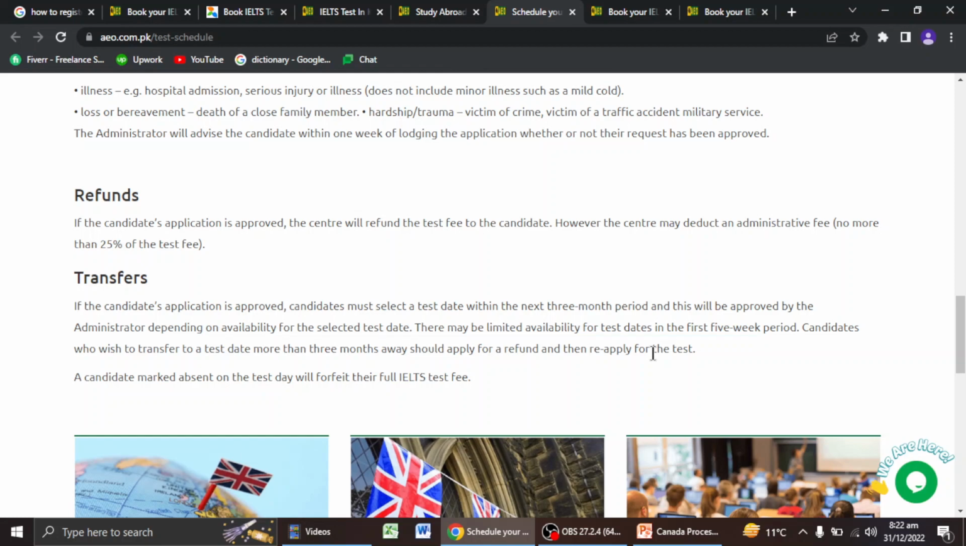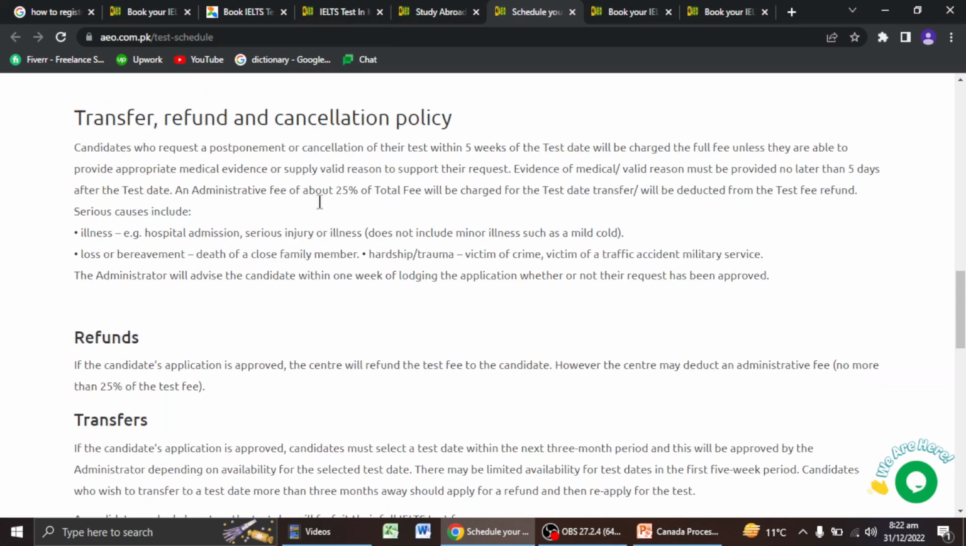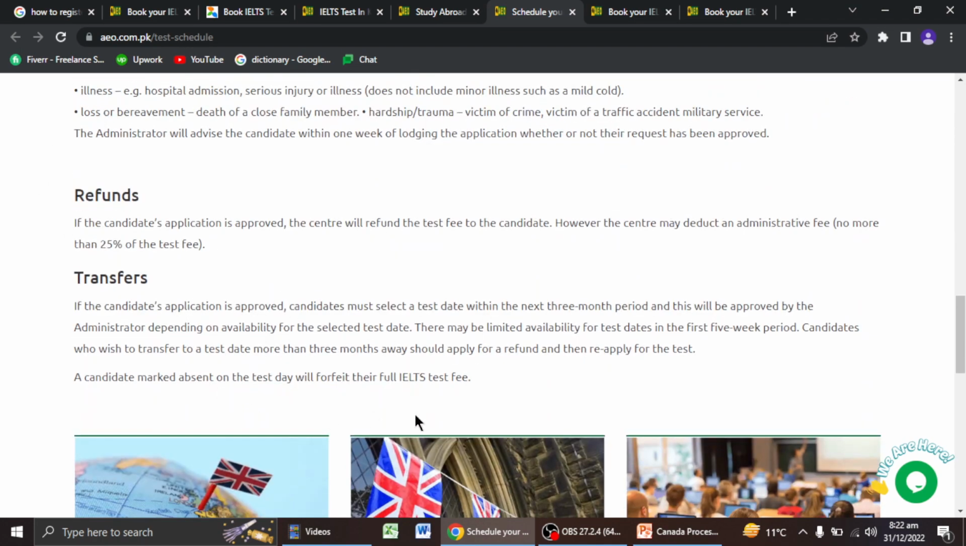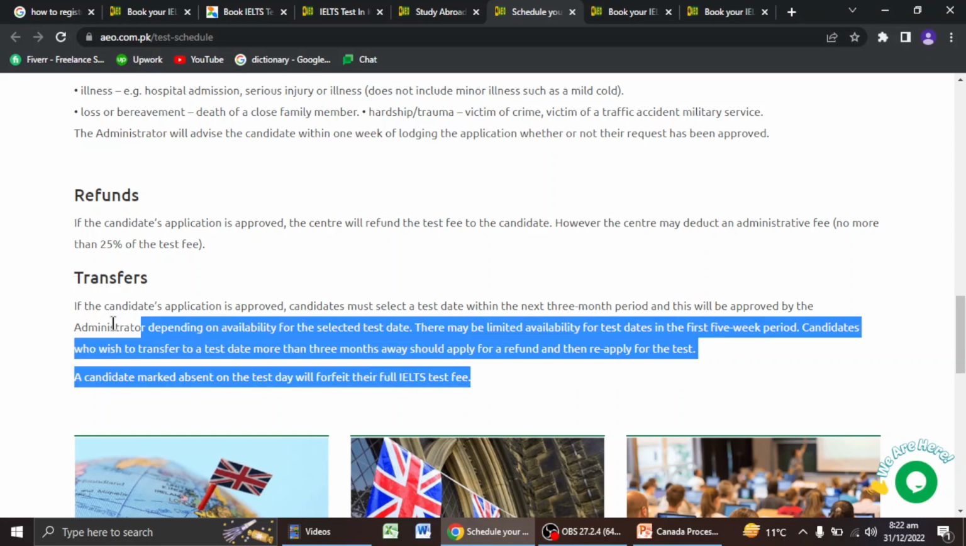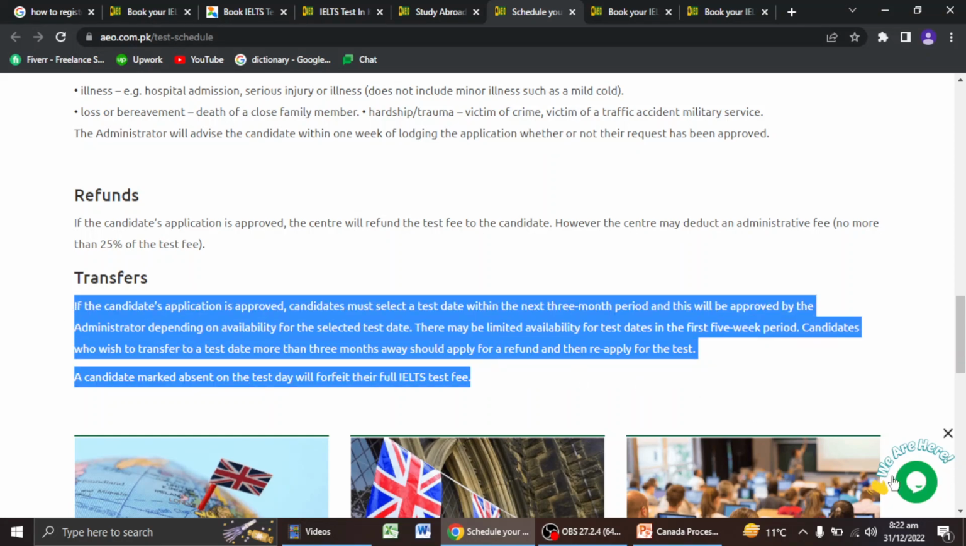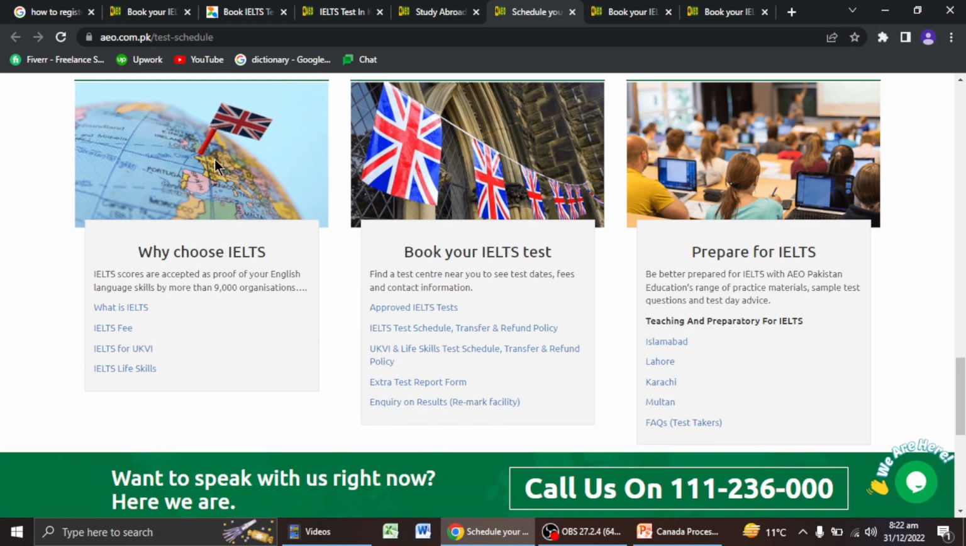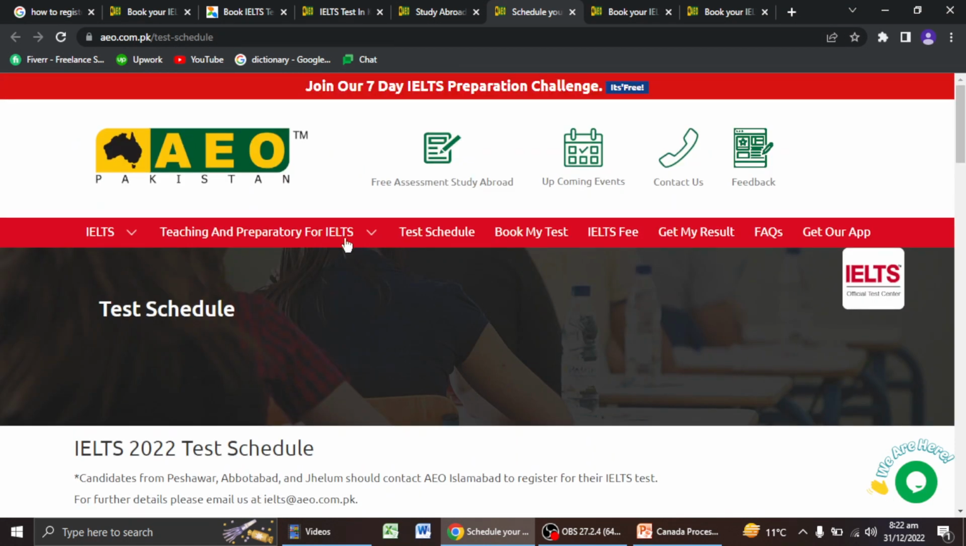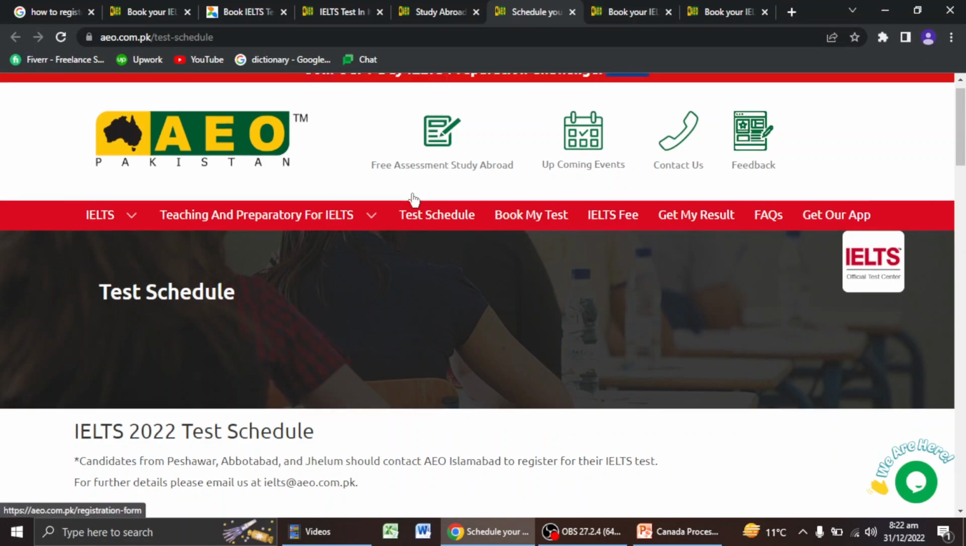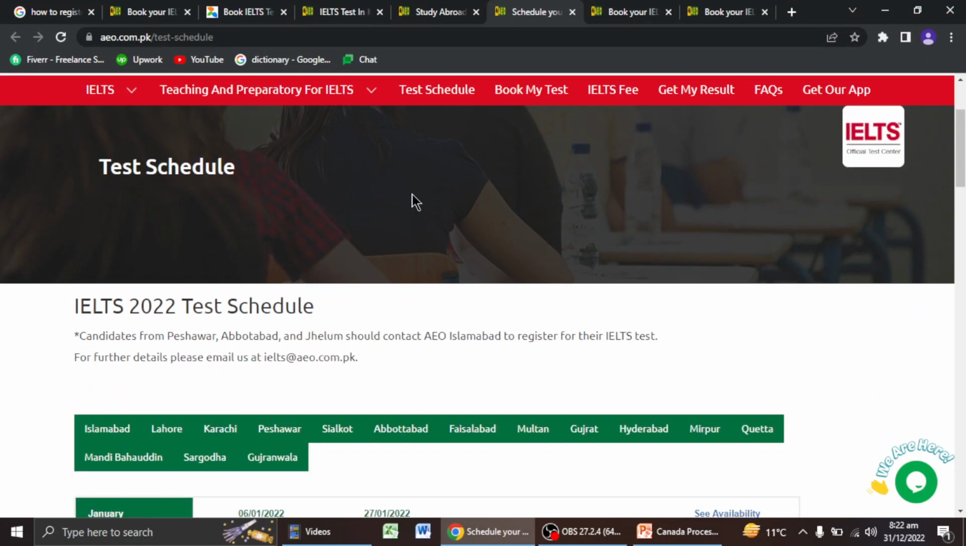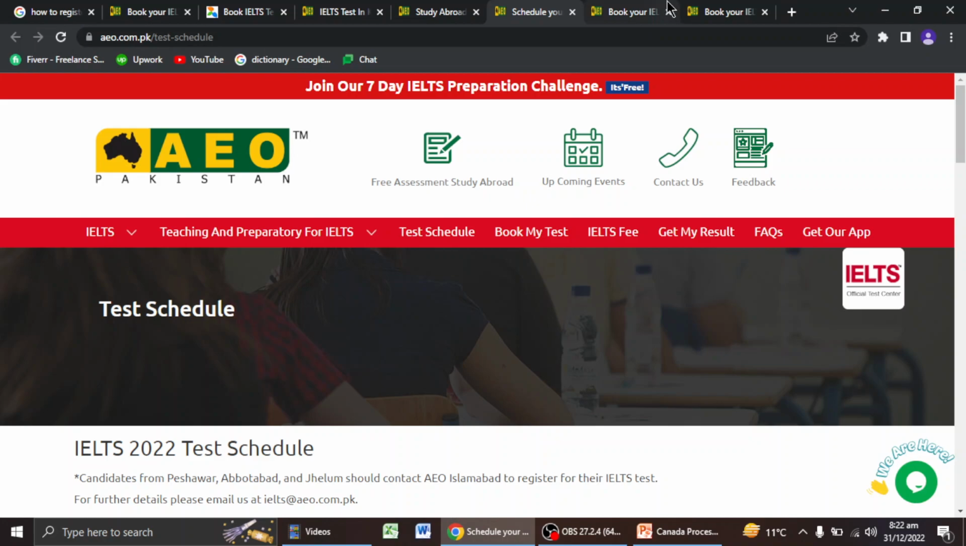But you need to confirm this policy, because here they don't mention the 25% deduction, and that is for the within-5-weeks case. So you need to confirm this by calling them or emailing them or even chatting with them online. So do explore these and clear your doubts before going to the test. Now this is important. You need to clear your doubts before going into the test.